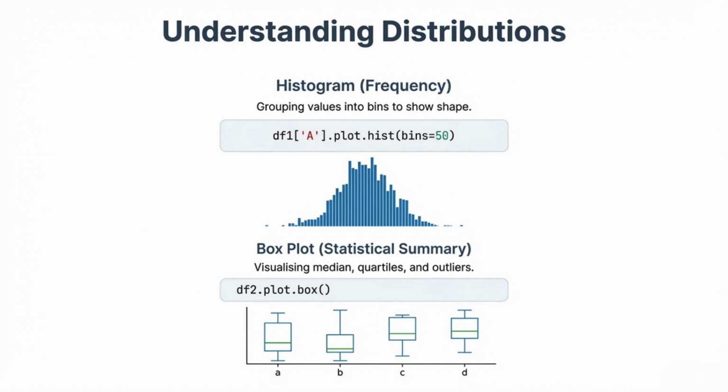Histograms in Pandas are created using plot.hist(). They show how numerical data is distributed across different ranges or bins. This visualization helps identify skewness, concentration of values, and potential outliers. Histograms are essential during exploratory data analysis, especially before applying statistical models.